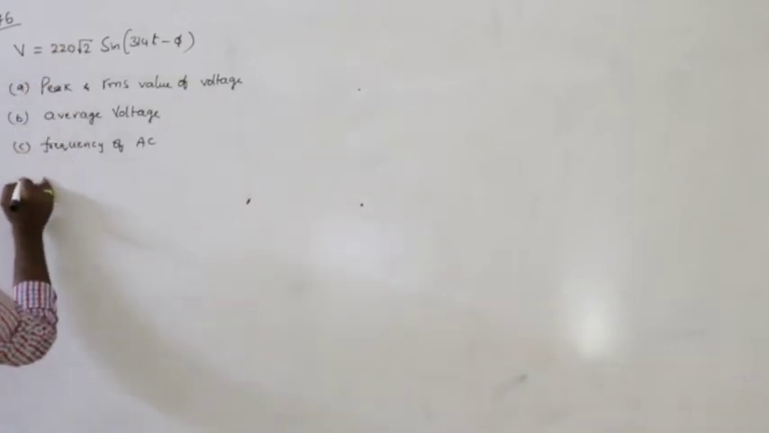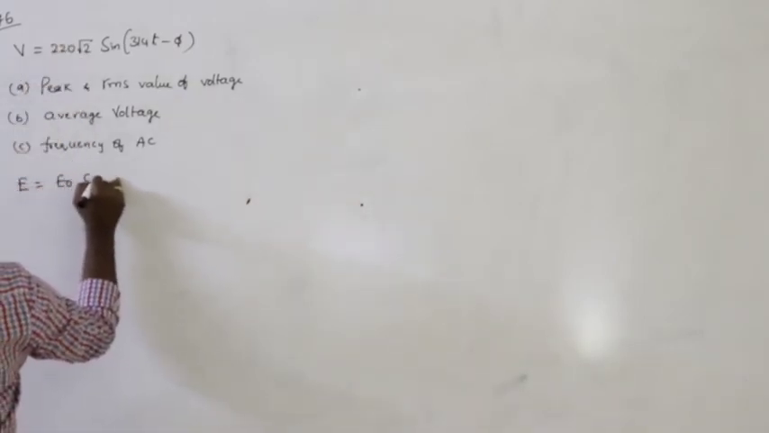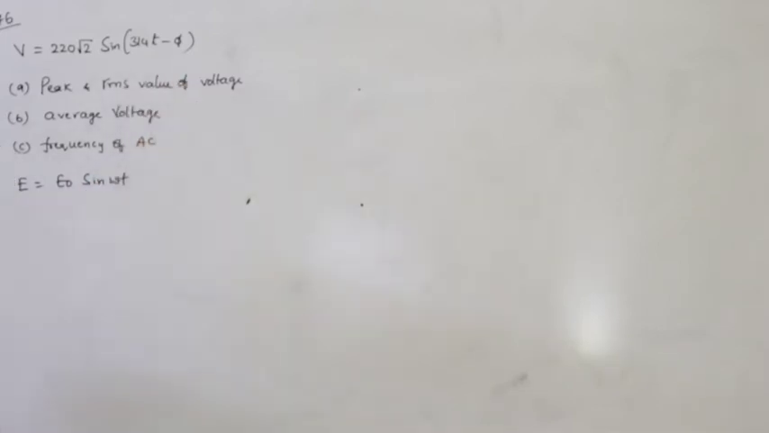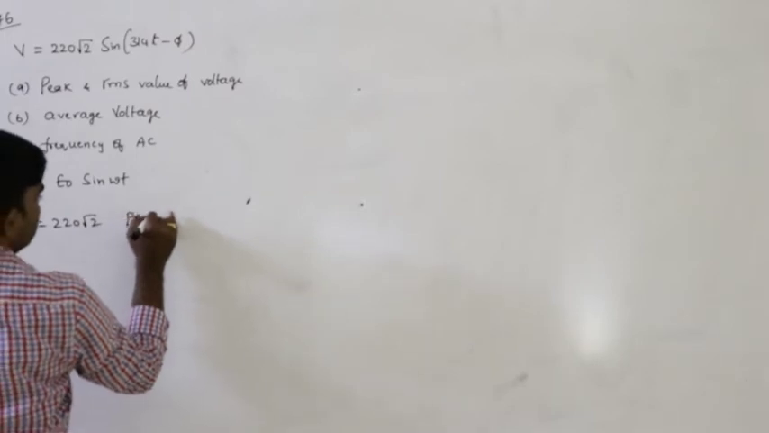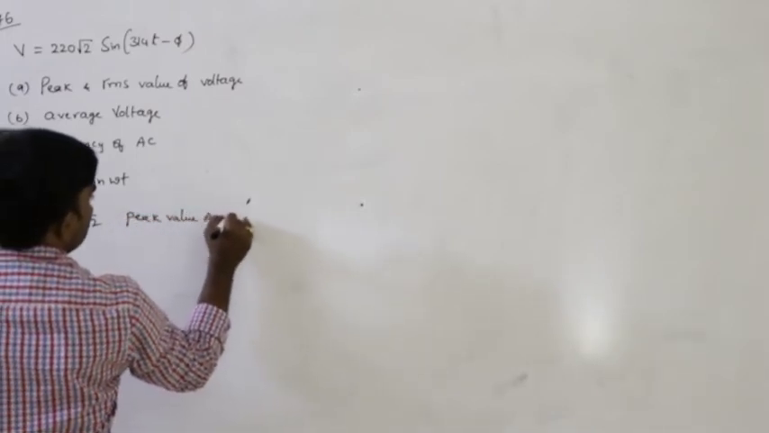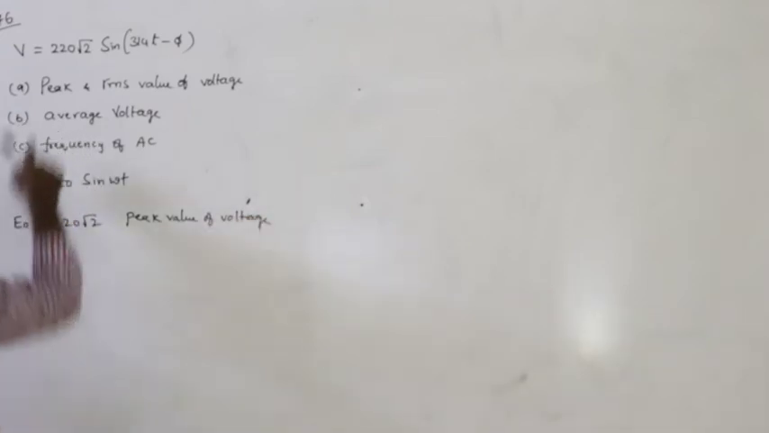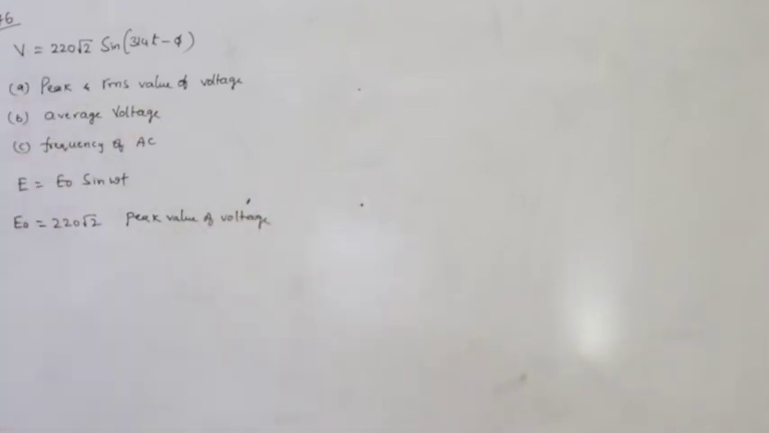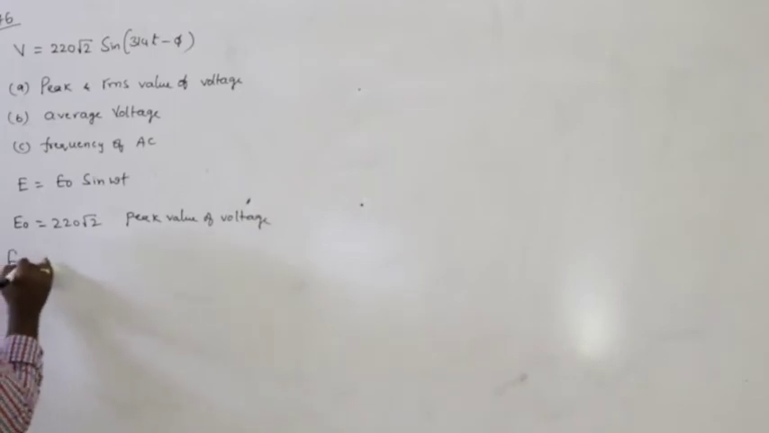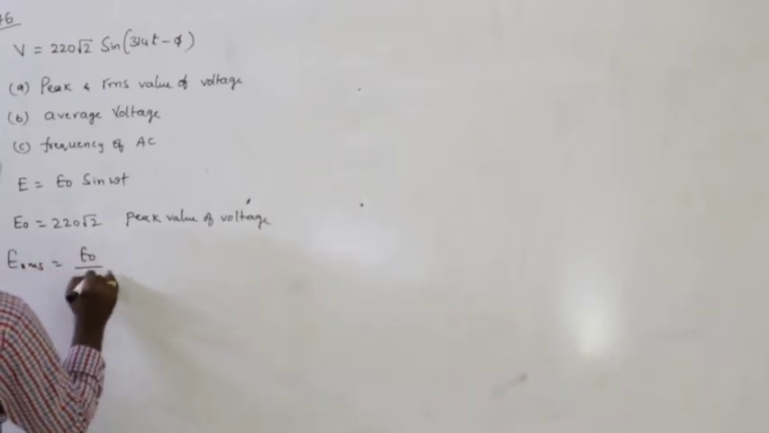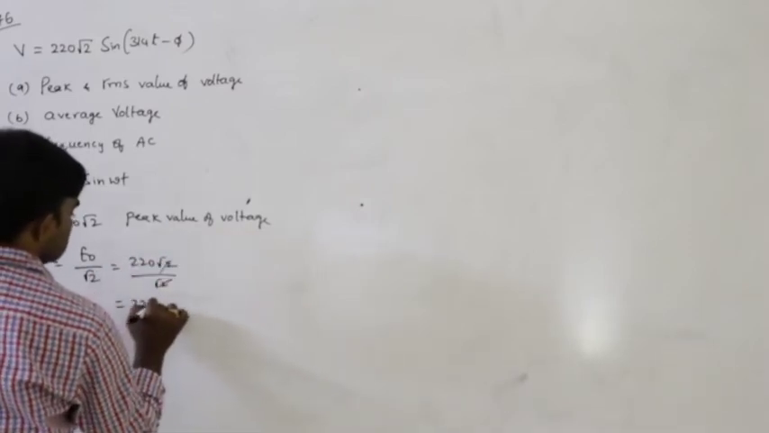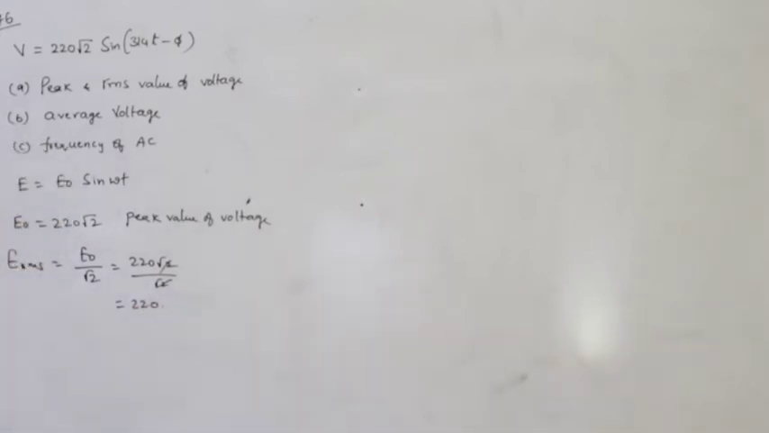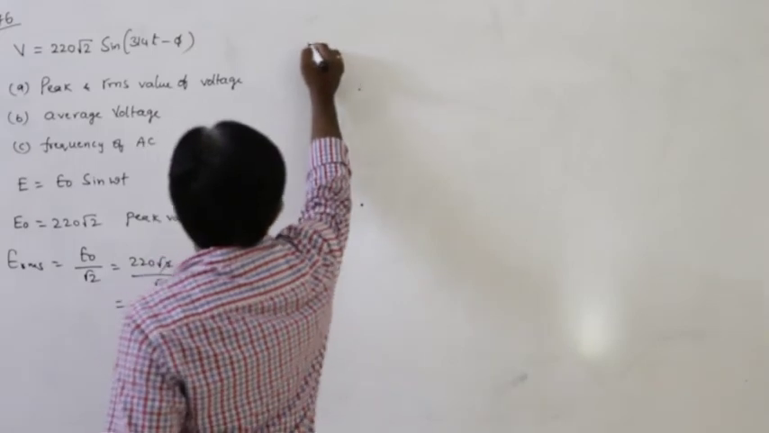This is in the form of, generally, E is equal to E naught sine omega t plus phi or minus phi, whatever it is. Here E naught is 220 root 2, so this is the peak value of voltage. The RMS value, E RMS formula is E naught by root 2. So 220 root 2 divided by root 2, root 2 cancels, so that is 220. That is the ERMS.